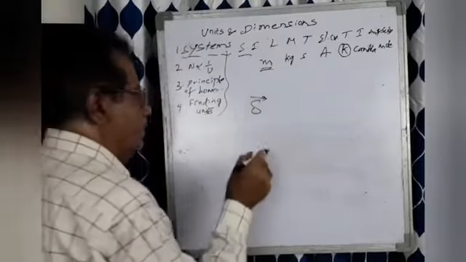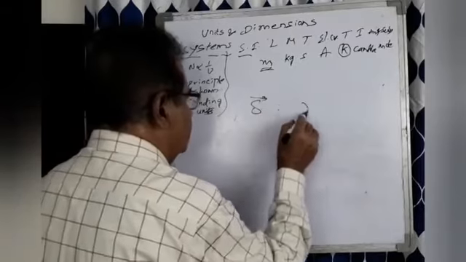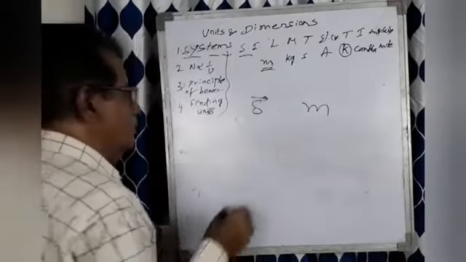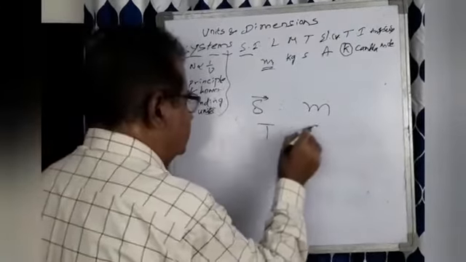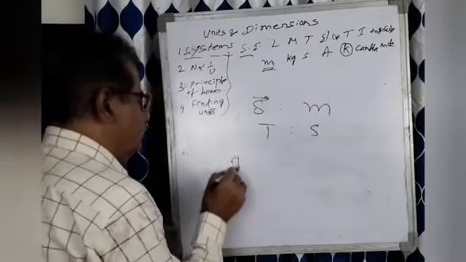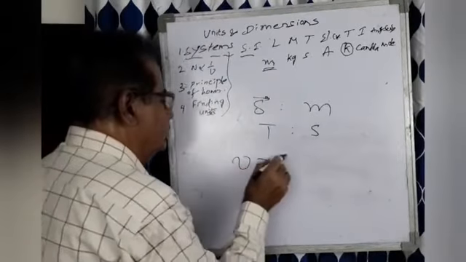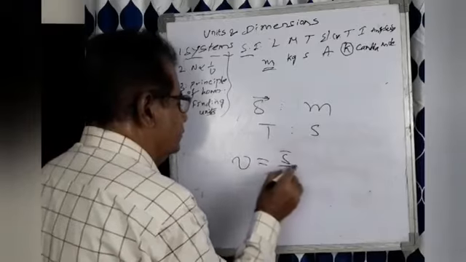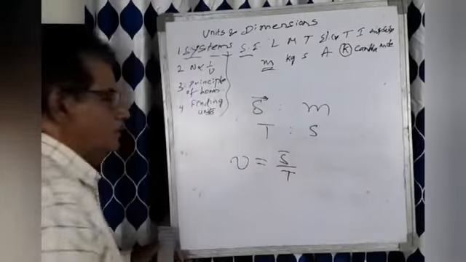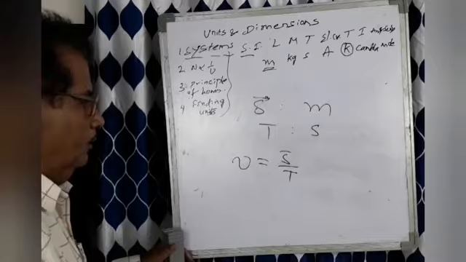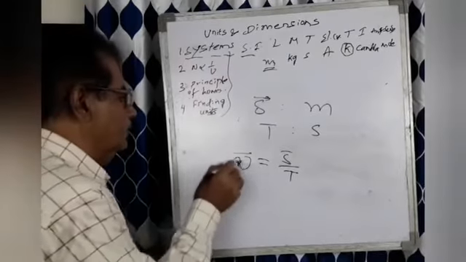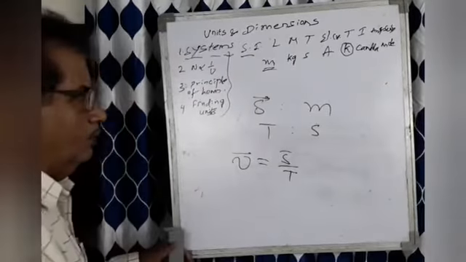You should know that point. So shortest, this unit is meter. And what is the unit of time? You know it is second. What is velocity? Velocity is equal to displacement by time. The rate of displacement is called velocity. The rate of displacement, if I write bar on it, it is a vector quantity.